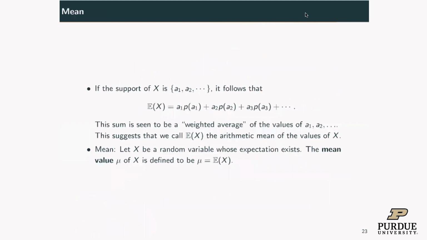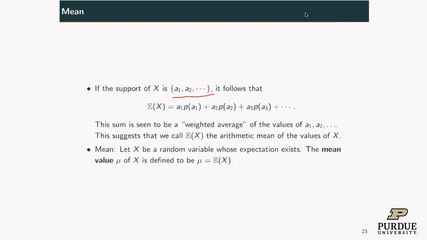There are some special expectations. The first one is called the mean. For example, if x has this support, so these are the possible values, the expected value of x is just this weighted average. The weight is the PMF. So this suggests that the expected value of x is also the arithmetic mean of the values of x. So sometimes we call it the mean.